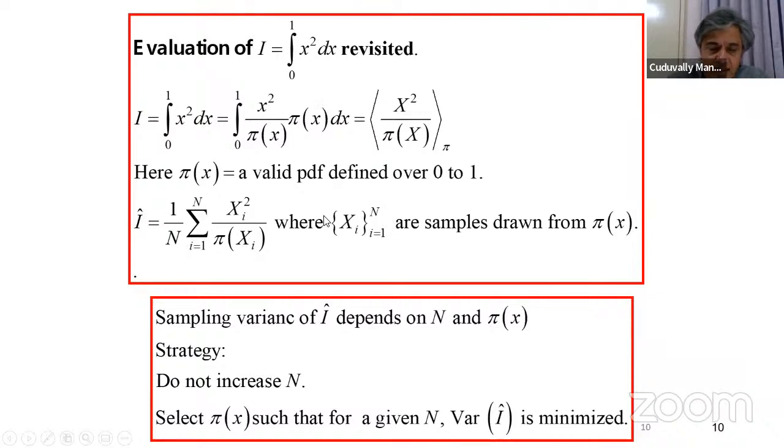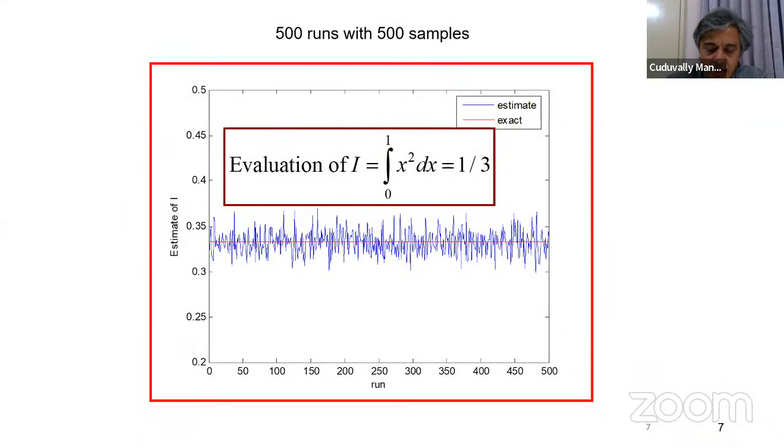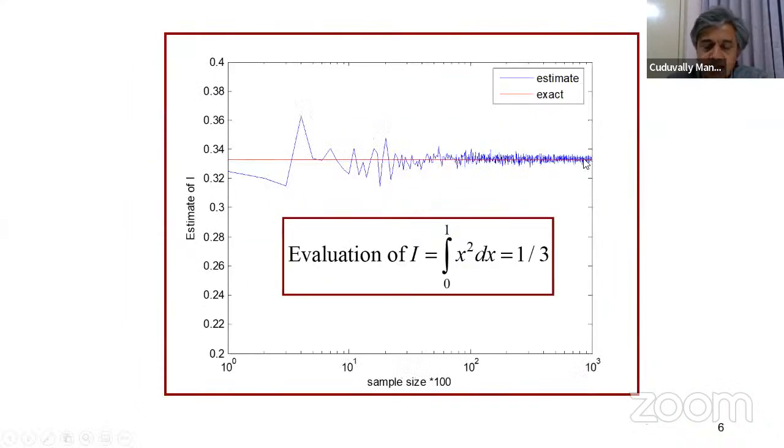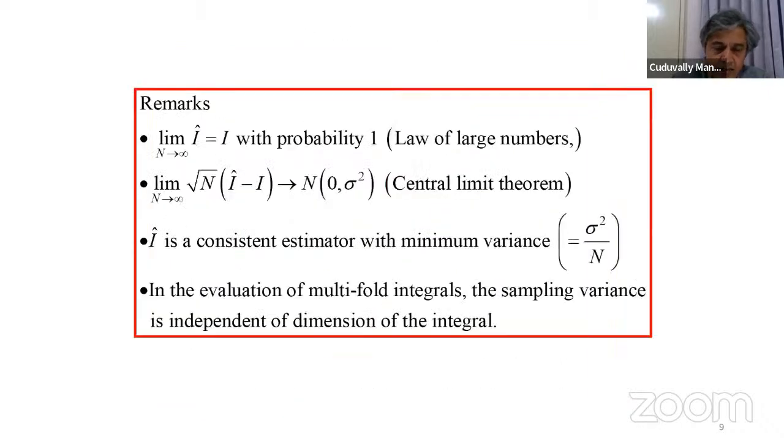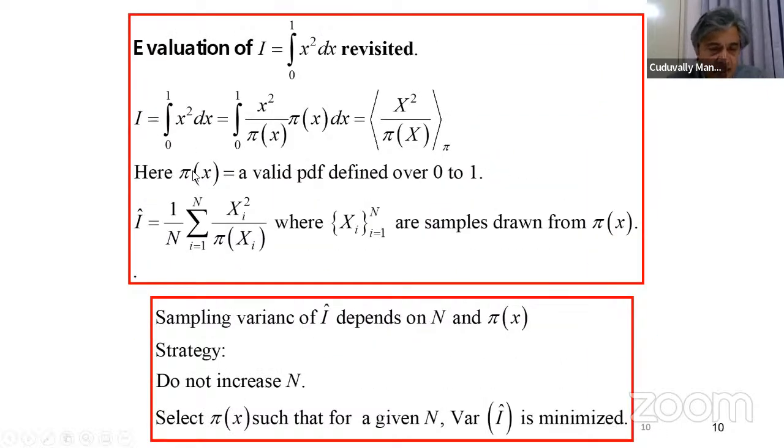Now in the previous case, if I want a better estimate of this integral, I should increase the sample size. What I want to propose is that I keep the sample size fixed, but choose this pi of x so that I can get an acceptable estimate for I. The sampling variance now depends not only on the sample size, but also on this sampling distribution. So the strategy we follow will not increase the sample size, but sample from a sampling density function so that this variance is minimized.